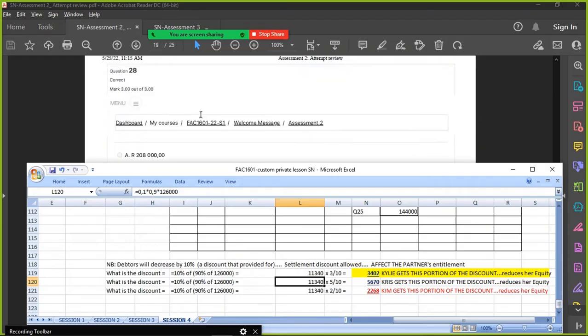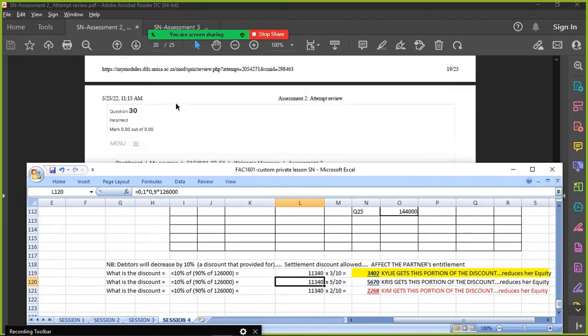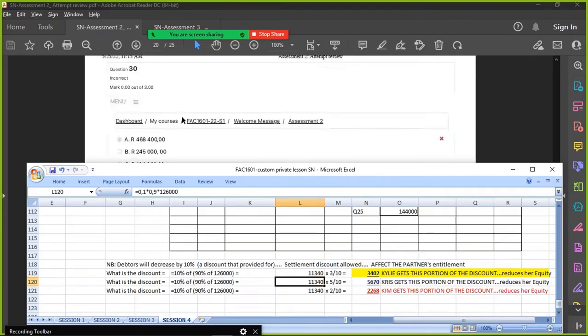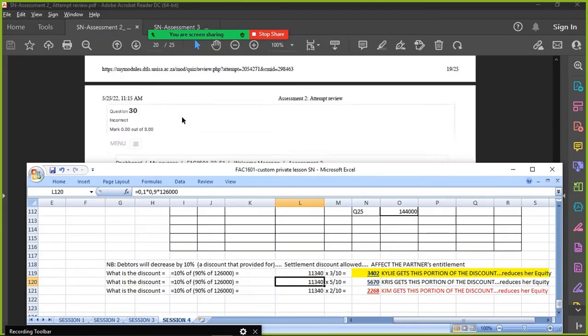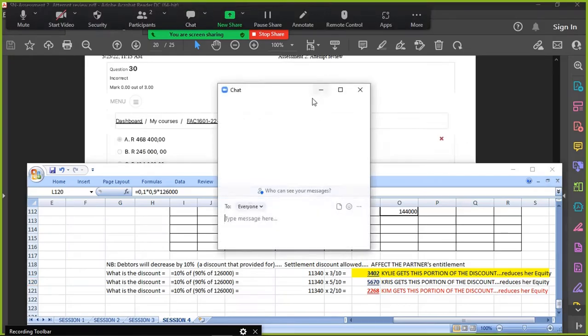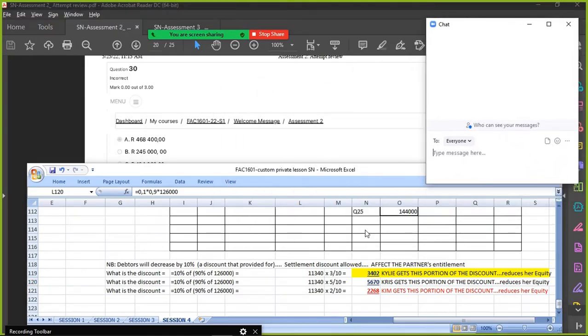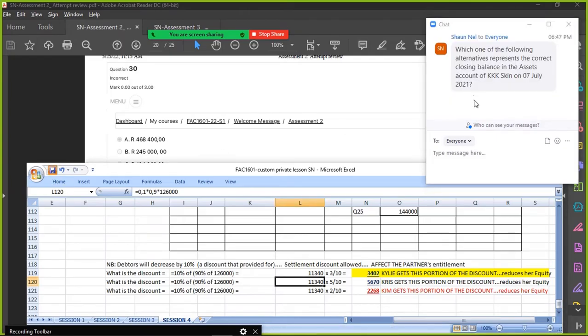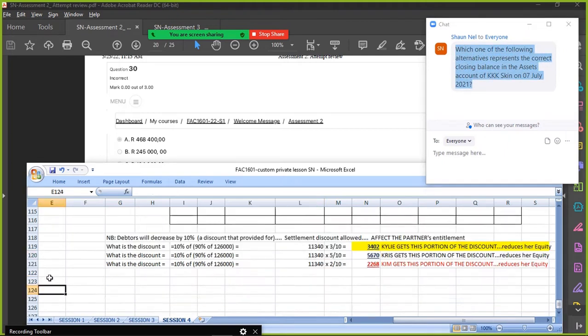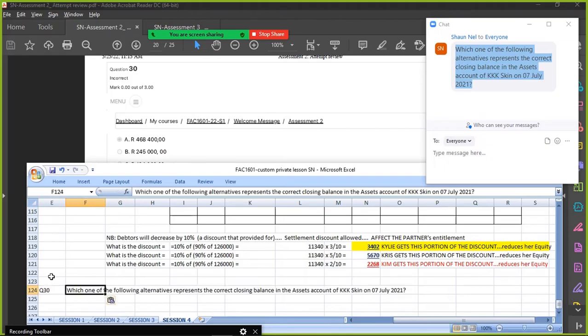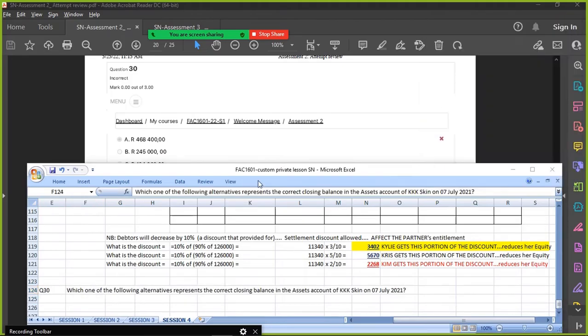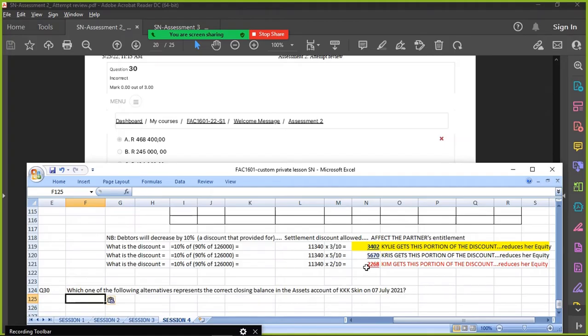Right. Let's see. 28 you've got right. 29 you've got right. And 30 you got wrong. Okay, what was question 30? Getting it now. Balance in the assets account. Okay, which of the following alternatives represents the correct closing balance in the assets account of KKK on the 7th of July?